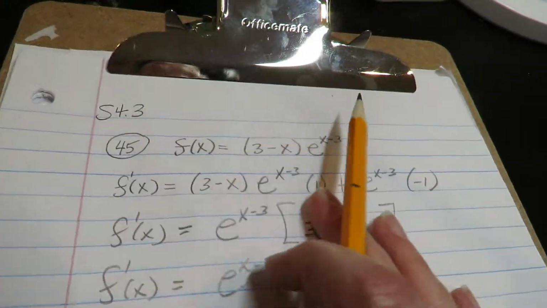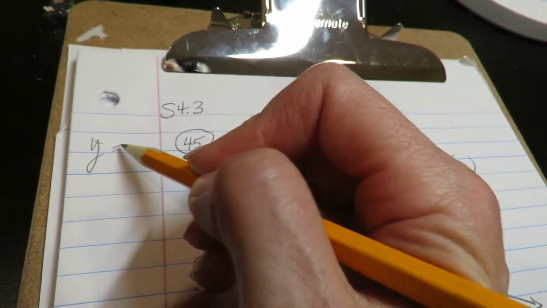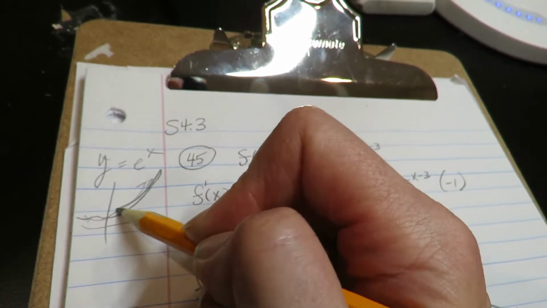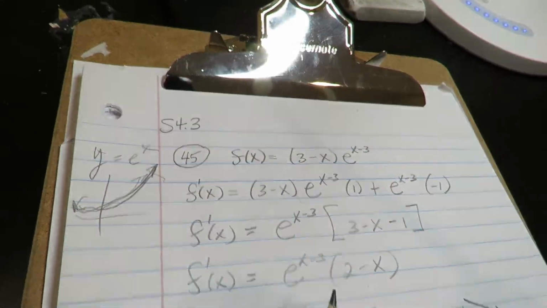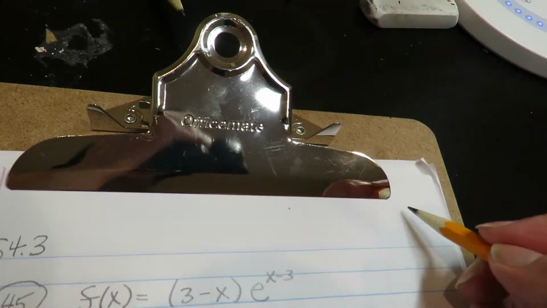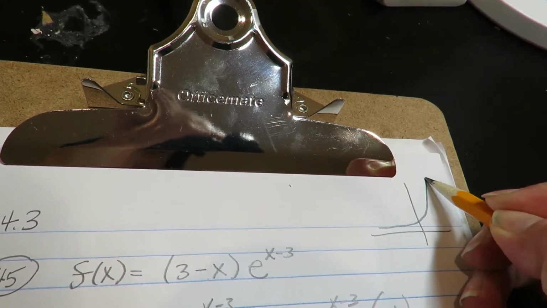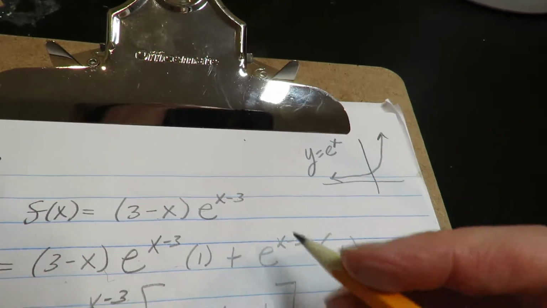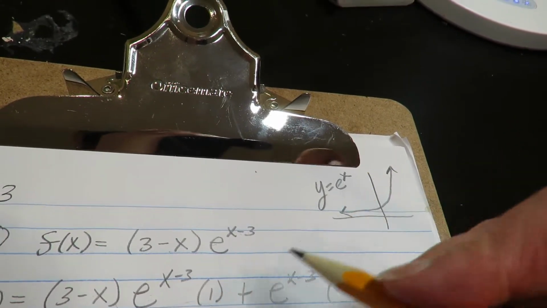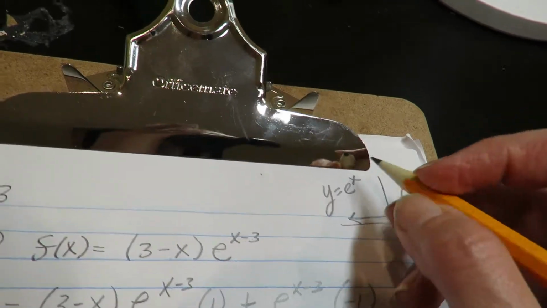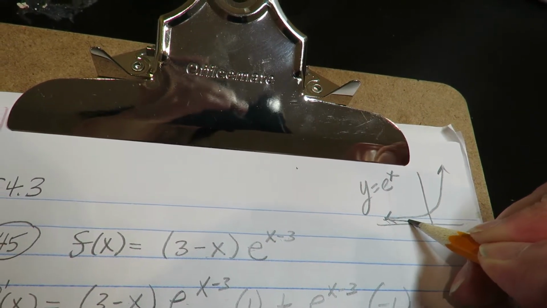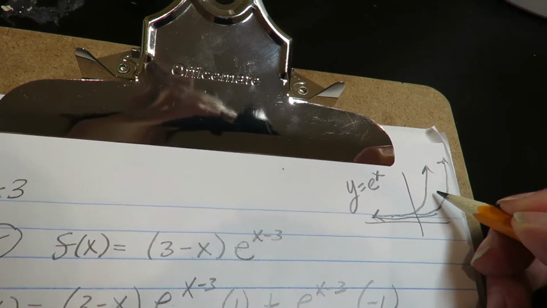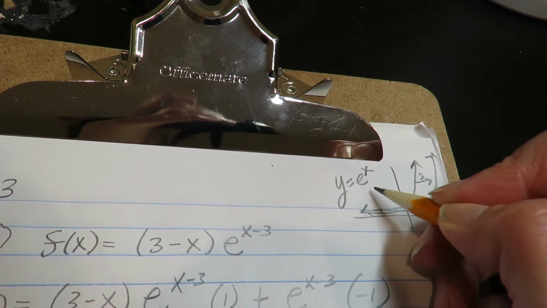This is e to the x, looks like that, right? Let me try to find a little spot where I have more room to say what that looks like. E to the x looks like that. That's better. And then this is just shifted 3 units to the right. So e to the x minus 3 is the same graph. It's just pushed 3 units over from the original.